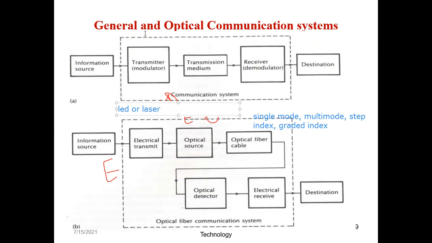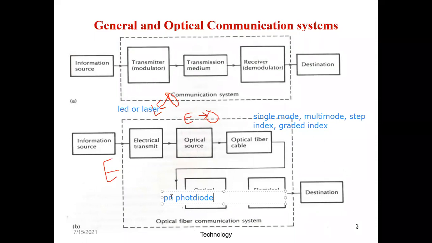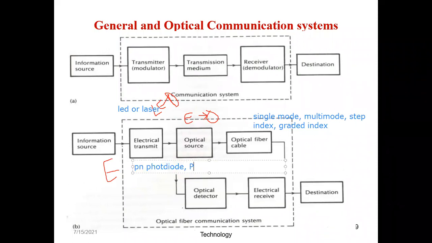Then comes your optical detector. So the optical detector is either your PN photodiode. Now, why photodiode? Because I need to convert the optical back to your electrical signal. So, PN photodiode, PIN diode, or called as APD. APD is avalanche photodiode. So, PN photodiode is just the concept you will understand. So, either PIN diode is used or avalanche photodiode is used.